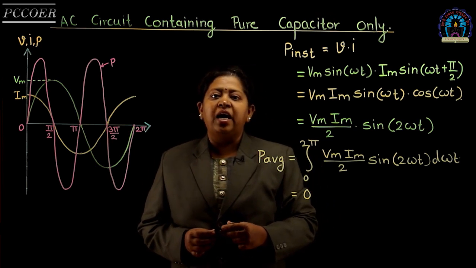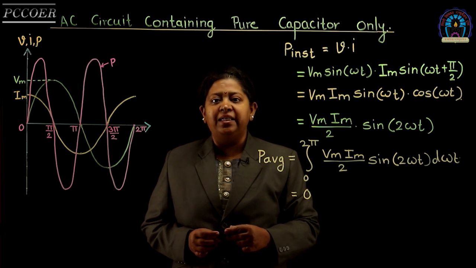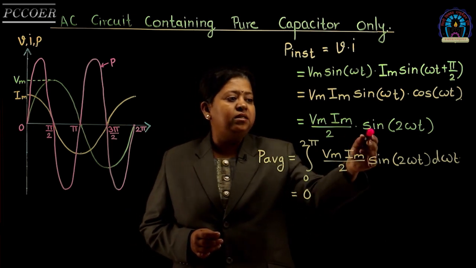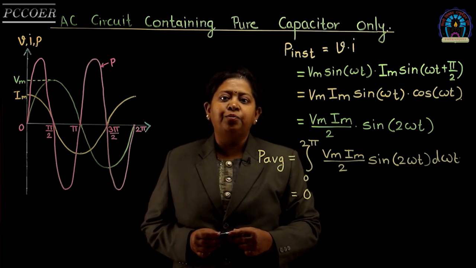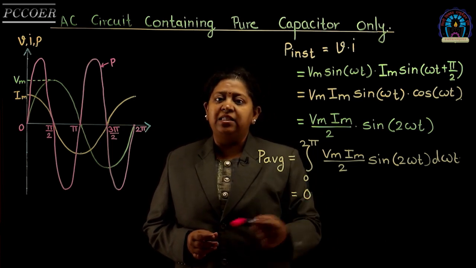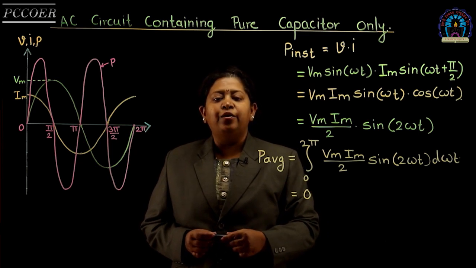In order to find the average power, we will have to integrate this expression over one complete cycle. As this term has a double frequency component, the average power, that is the integration, will be 0, which shows that the capacitor doesn't consume power, it only accepts power and gives it back to the supply.